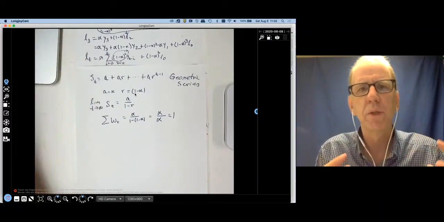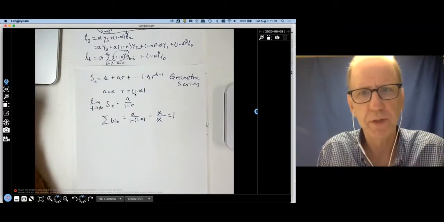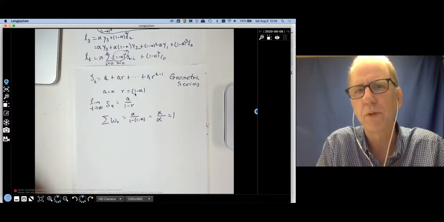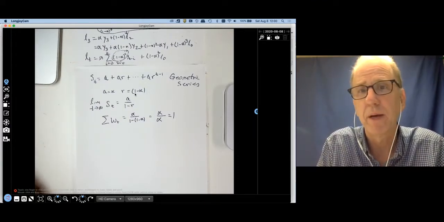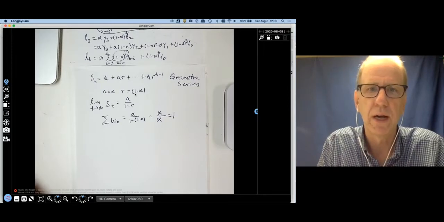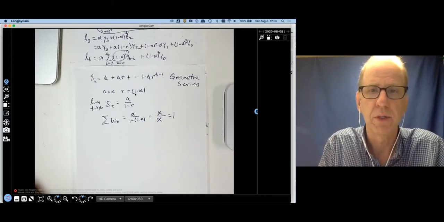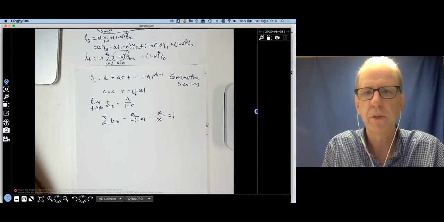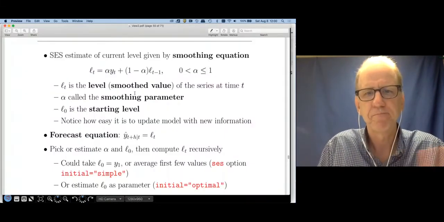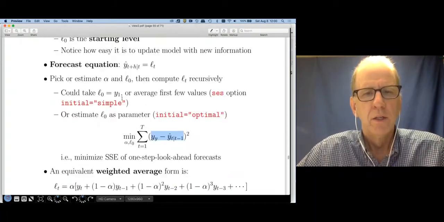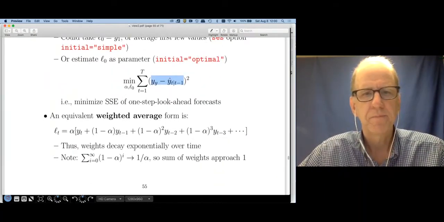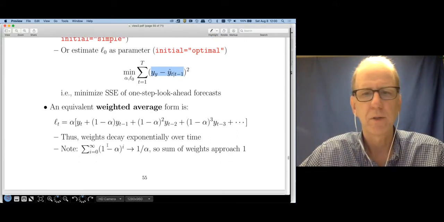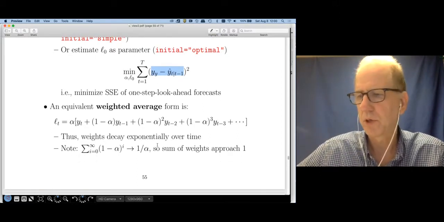So this is a really important trick. This geometric series is probably the most important series in all of mathematics, and it gets used a lot in time series. We're going to see it creeping up very often as we cover additional methods. All right. So that's what I've just said here. So note the sums approach a weight of 1.